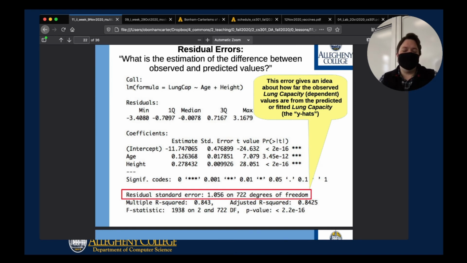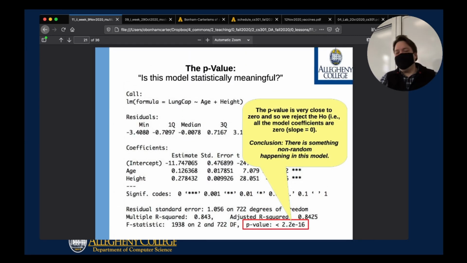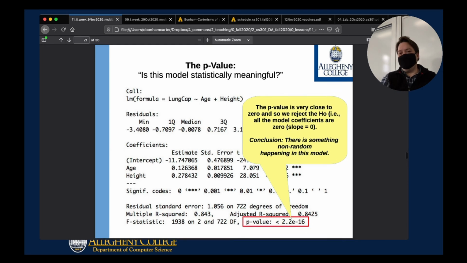So the question is, if we go back to the original model where we had lung capacity being regressed by age and height, then we look at this p-value down here, which is less than 2.2 times 10 to the negative 16, which is a tiny value. This is a value saying that this model, as it stands, is significant. There is something non-random happening in this model, and arguably it is a meaningful model.